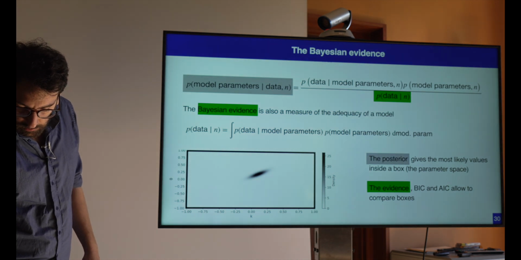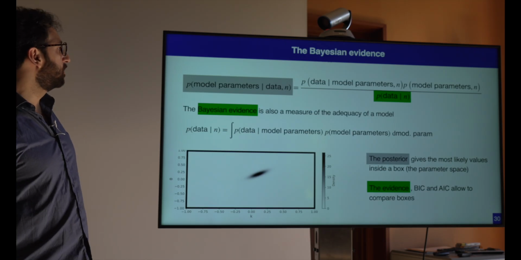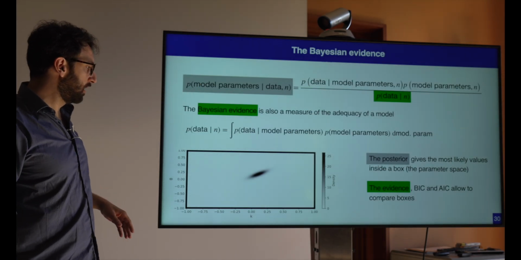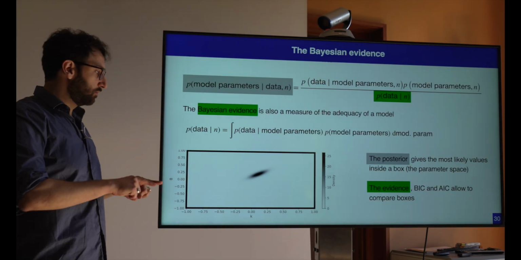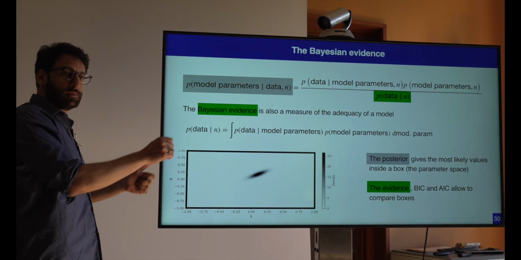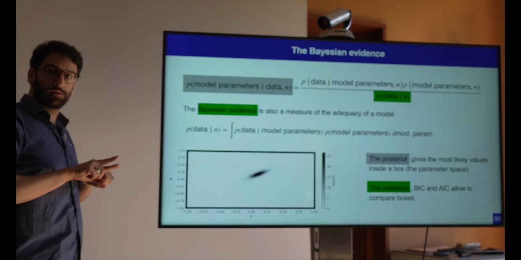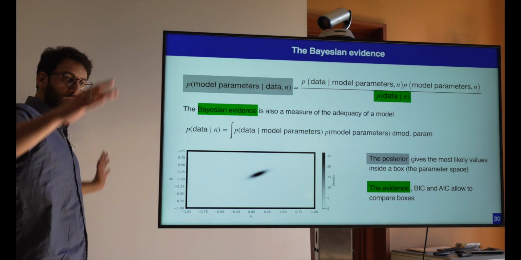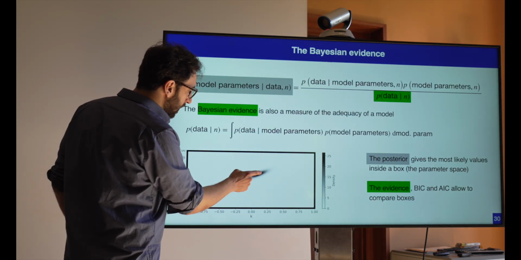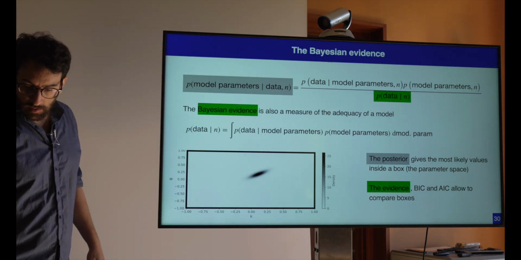Okay, so we had the posterior probability, which basically was saying we have a parameter box. This is the box where my parameters live. They can't go outside that box. They are not allowed to go outside that box. And in that box, among the pool of my candidates, I have a region which is preferred.